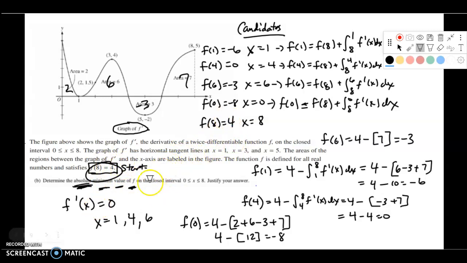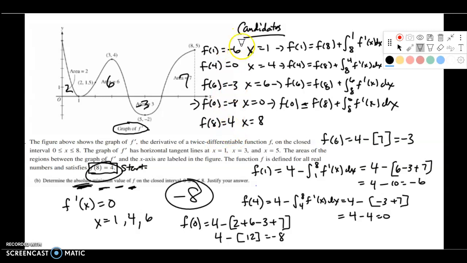So the absolute minimum value, remember that means a y value because I don't say the letter x in front of the word value. So that means y value. The absolute minimum value is -8 here at f of 0. That is the smallest y value of the 5.